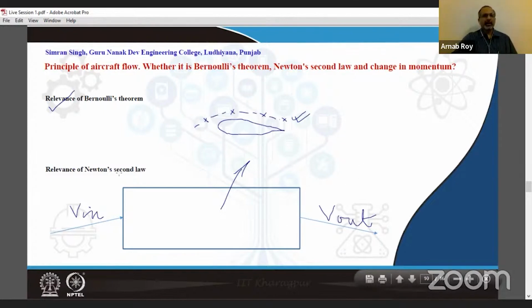You have to look at these equations from the application perspective. They are all relevant, but in different forms.